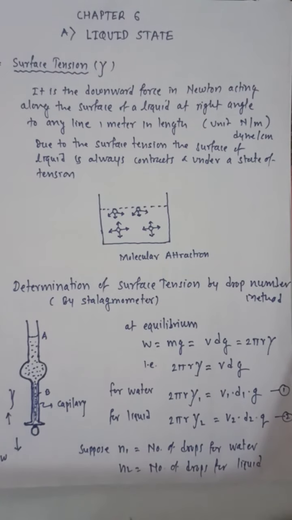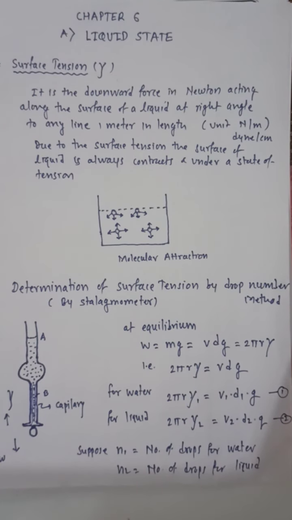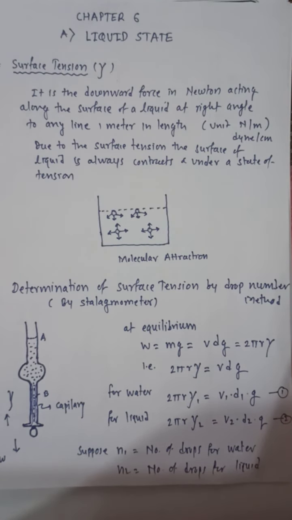Dear students, today we are going to discuss the liquid state in chapter number 6. Actually, it is part A of this chapter, and the very first term in the liquid state is surface tension. The surface tension is denoted by gamma. And what is the definition of surface tension?